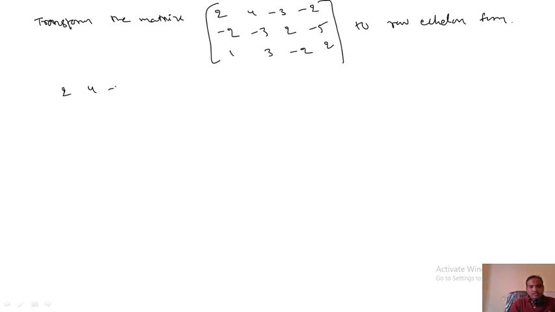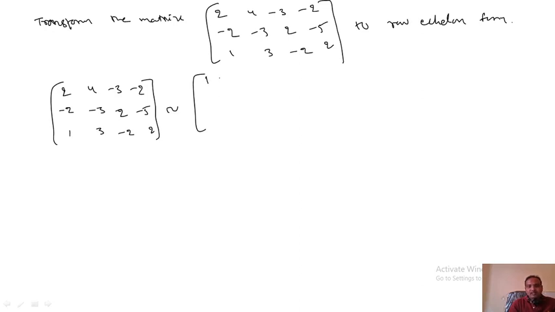2 4 -3 -2, -2 -3 2 -5, 1 3 -2 2. Now you have to convert this to an equivalent matrix, using this symbol, in echelon form. You can take this one as a pivot, or better, the one that is there. With the pivot, you have to convert the remaining elements below to zeros. It is better to interchange so that the 1 is the pivot. Then you can easily convert the elements below.